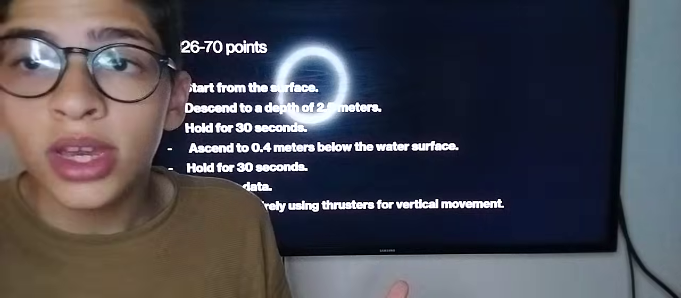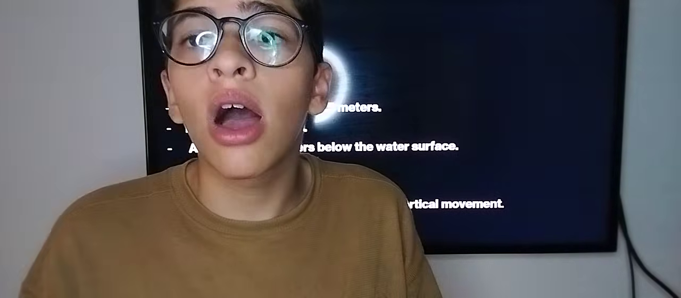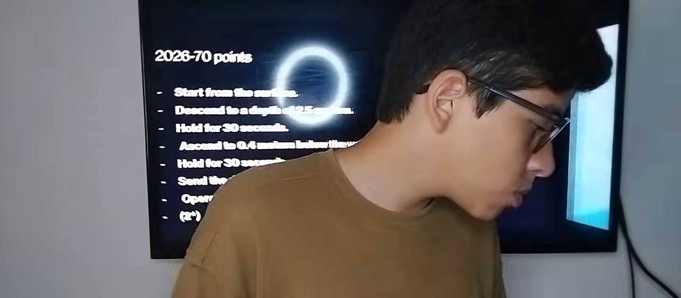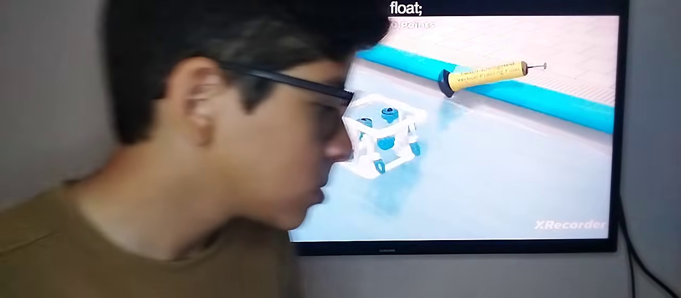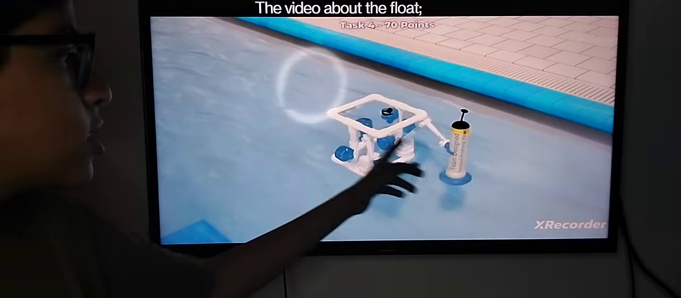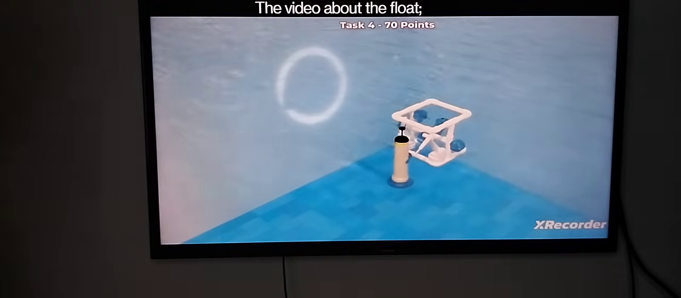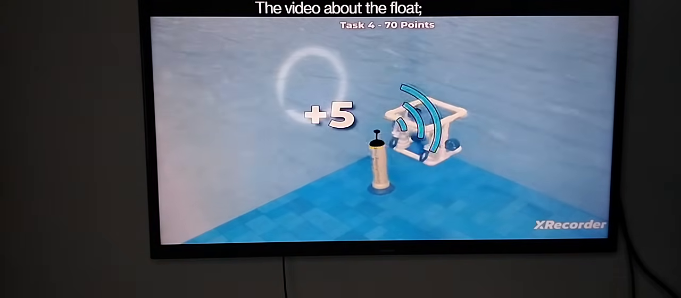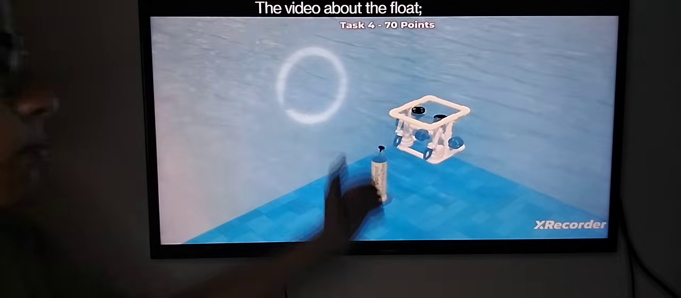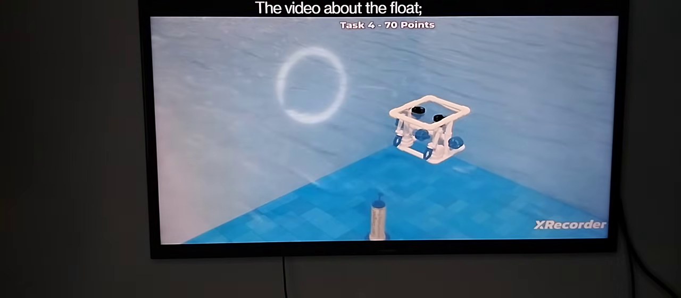So let's watch a movie about the missions of other floats. So let's go. This is the float and this is the ROV. The ROV takes the float and puts it further in the middle of the water. Let's make the data plus 5 points.